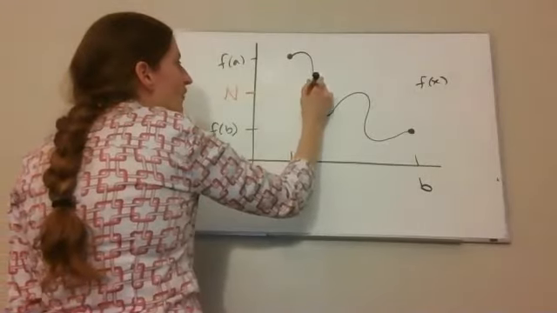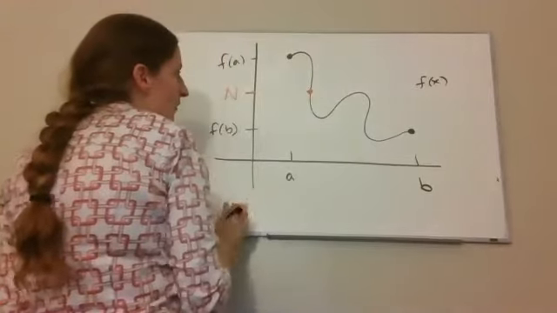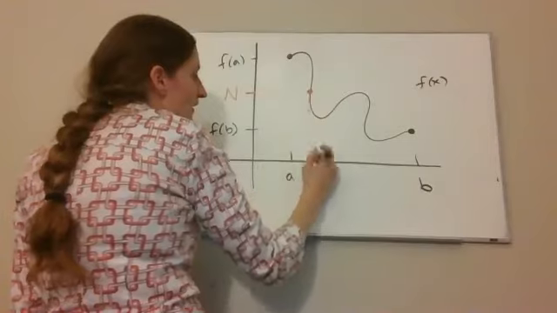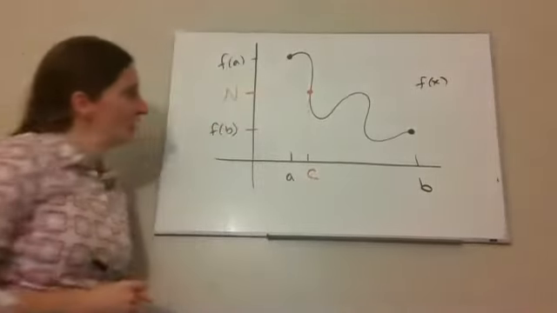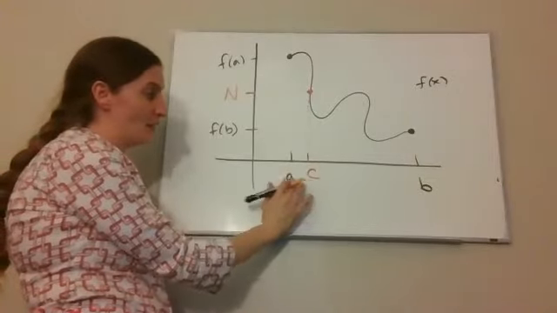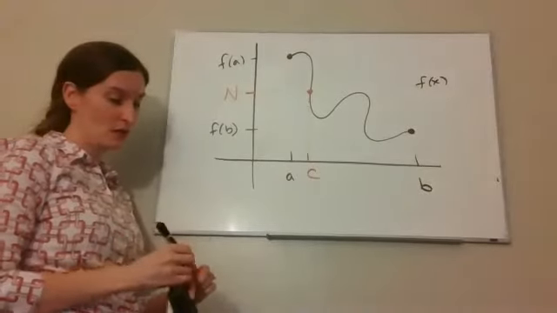If I move over, I see there's a point on my graph right there where the y value is n. And if I follow that down, this would be my c value. f of this c is equal to n. And that c fell in between a and b, just like the theorem said it should.